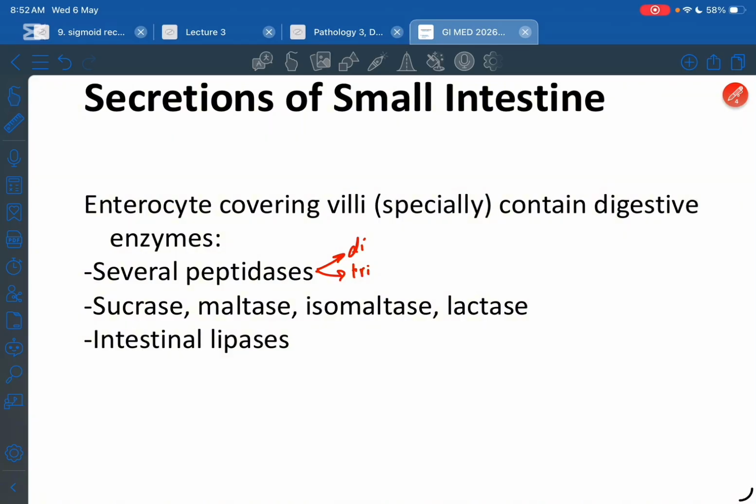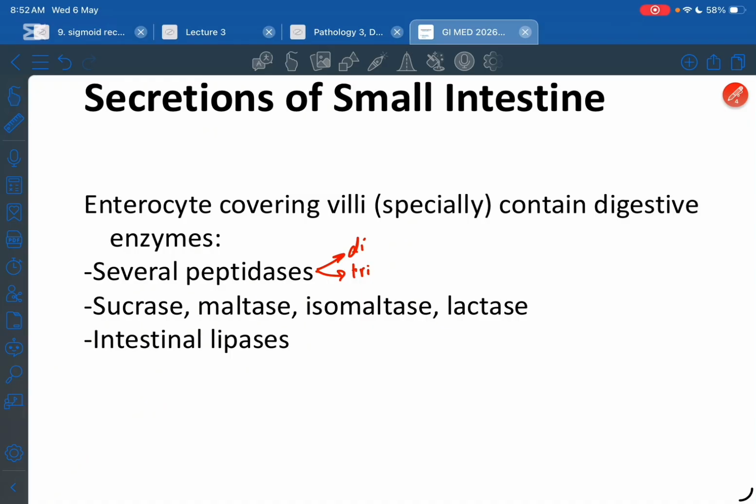Another typical example: if we don't have these enzymes, the individual who lacks this enzyme cannot take milk, for example, because the milk sugar cannot be digested.